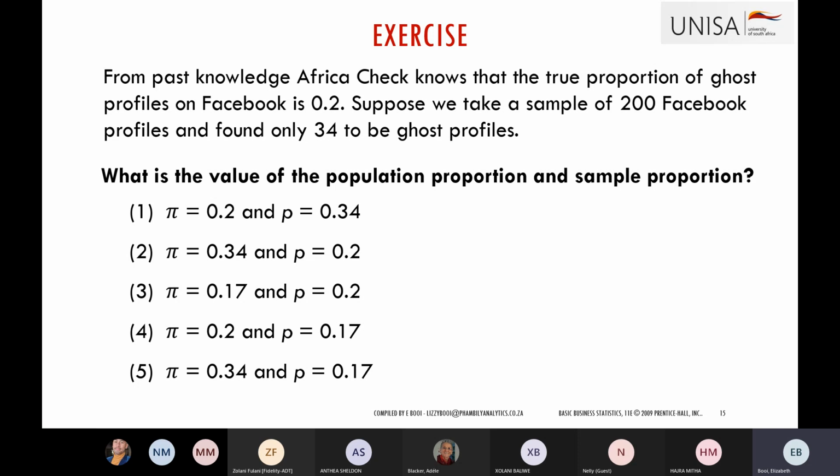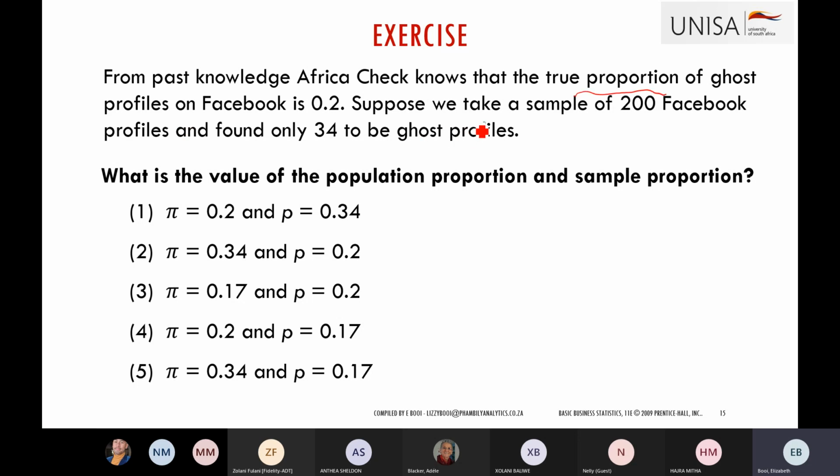Number one, what does the question tell me? The question is telling me that we're analyzing data that comes from Facebook. They're looking at ghost profiles and they gave us some measures on there. They looked at 200 Facebook profiles, and we're going to have to find the population proportion and the sample proportion. That's me unpacking what the question is telling me.